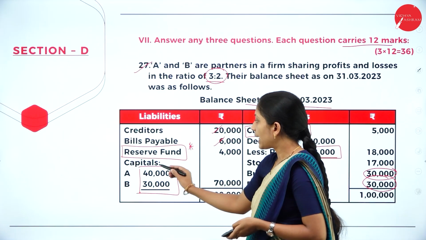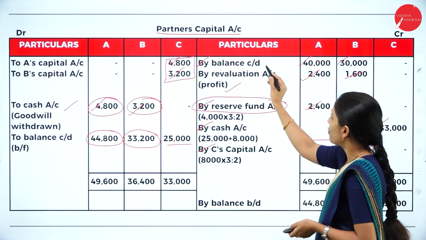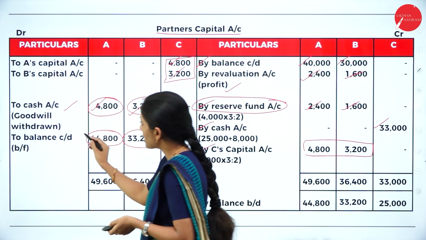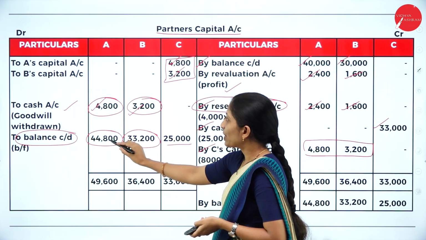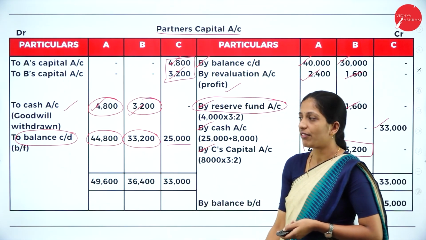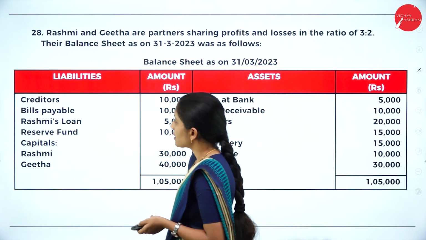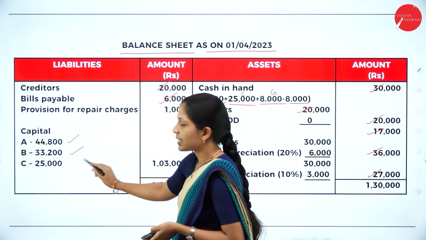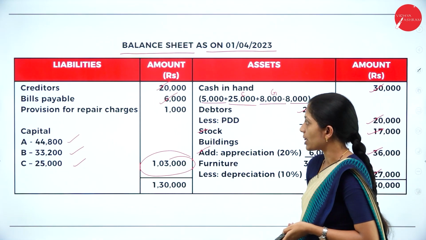Next what we have, capital. Capital also already we have taken. So we have taken here by balance carried down. Now which capital you will take in the new balance sheet? This capital what you have carried down, that is your balancing figure. So you have to take capital of A 44,800, B 33,200 and C 25,000. So capital you will write as it is, A 44,800, B 33,200 and C 25,000. So the overall capital is 1,03,000.